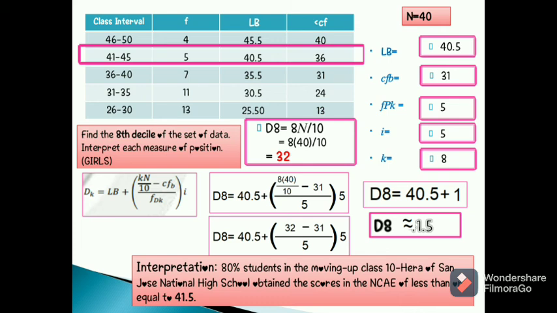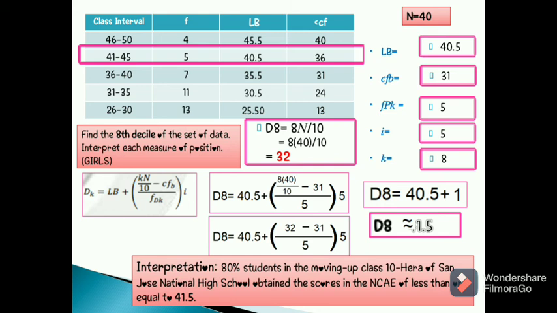So in interpretation, don't forget to include the therefore, or we concluded that 80% of students in the moving up class 10 Hero of San Jose National High School obtained the scores in the NCAE of less than or equal to 41.5.